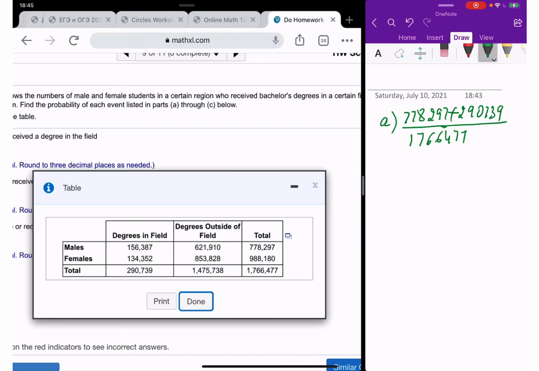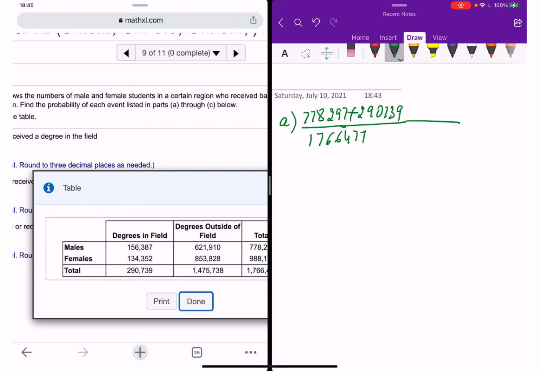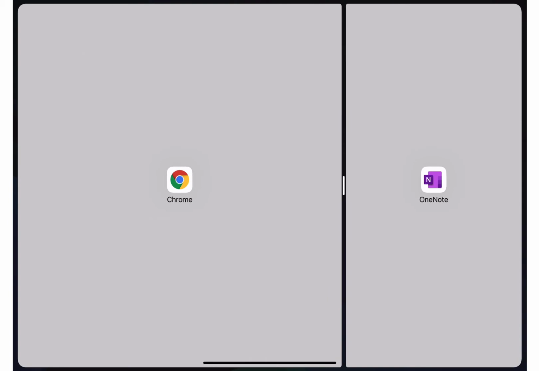156,387 is the intersection, which means male and degree in the field. This 156,387 is duplicated, so we need to subtract it to avoid duplication, because male is going horizontally and degree in the field vertically, so the intersection is repeated in the row and in the column. Therefore I need to subtract to eliminate duplication, and it's going to be minus 156,387, and all this divided by the overall total. Okay, and that will be the answer for A.